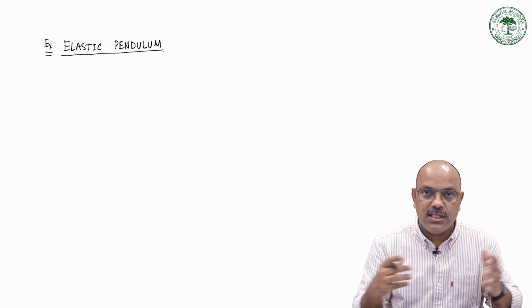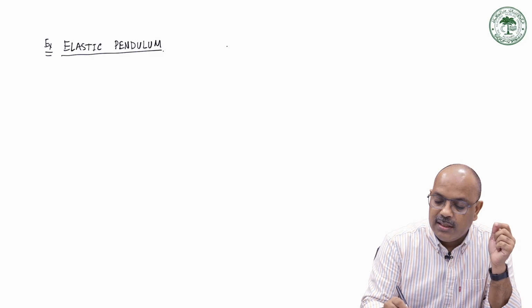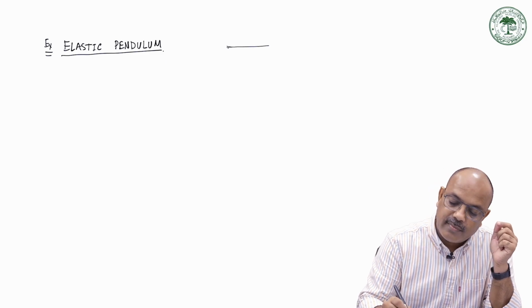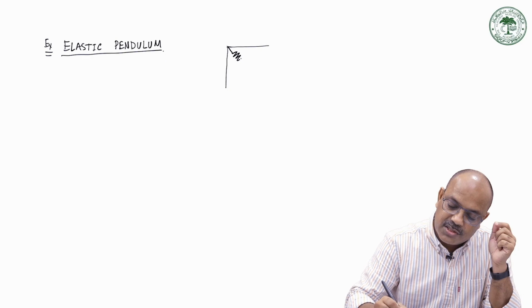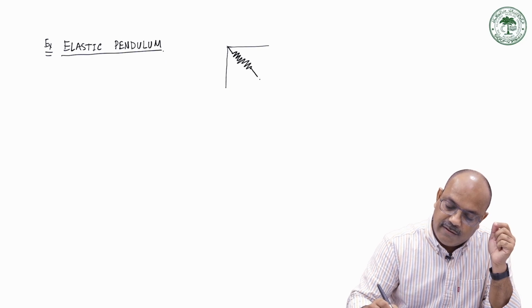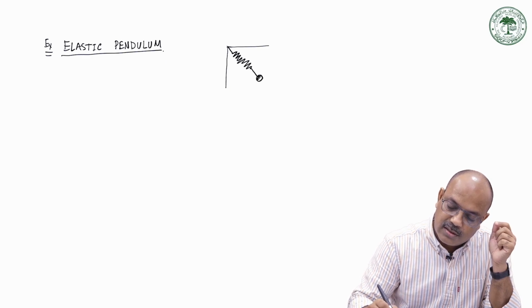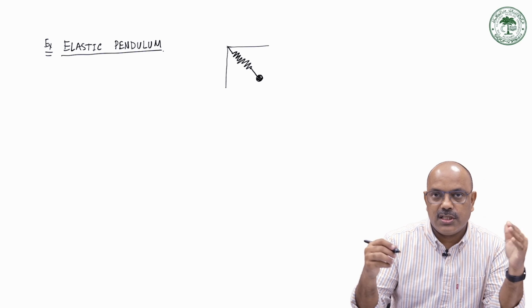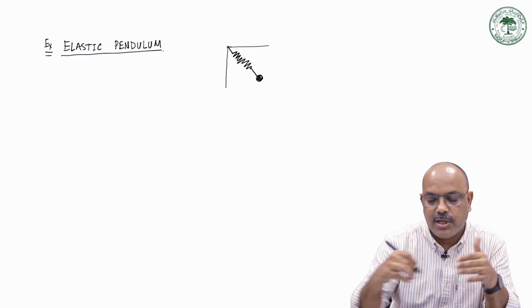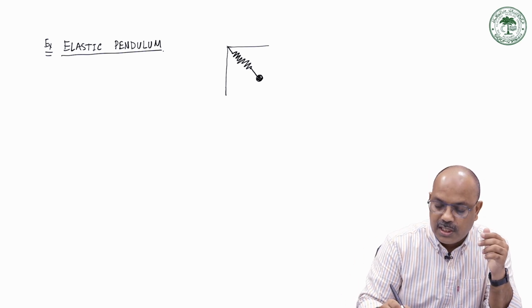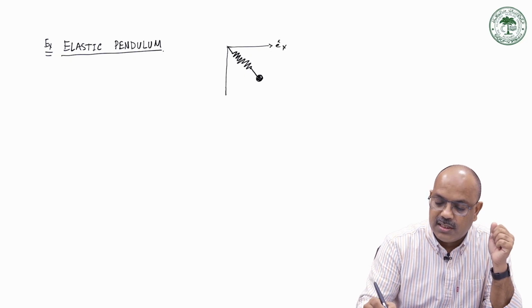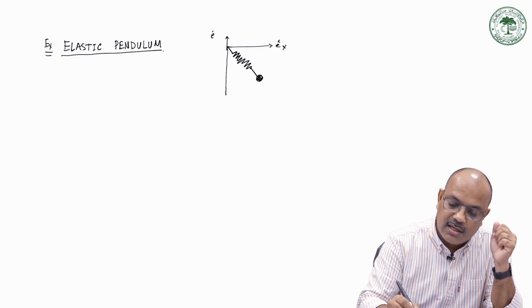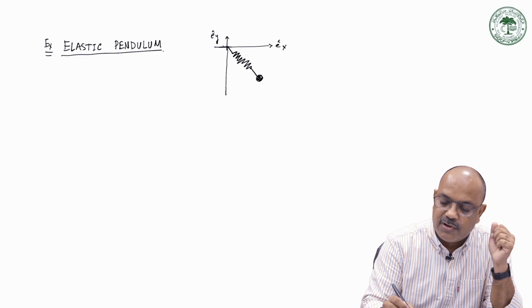If you attach these two problems, the system is such that I have a spring and then a pendulum bob attached to it. So it's the spring part and the pendulum part, both taken together. This is the elastic pendulum. I have my Ex in this direction and Ey in this direction. This is my reference point.